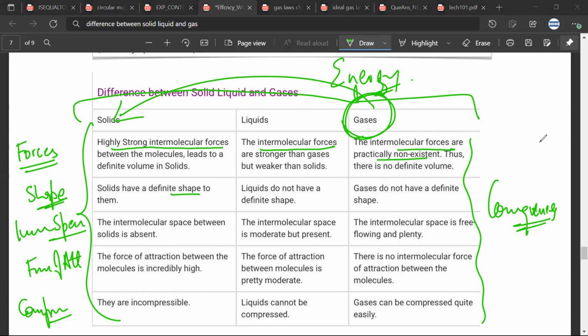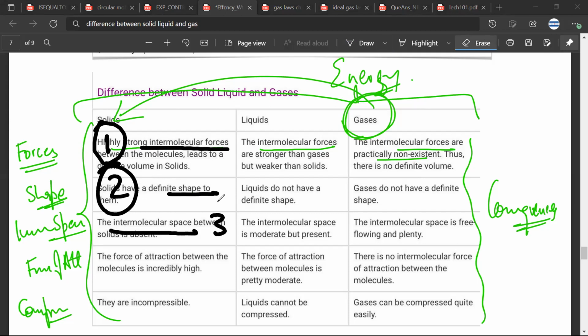So basically, if they ask you in your exam, the differences can be written in terms of the intermolecular forces. This would be difference number 1. Second would be in terms of shape, yes, shape of the solid, liquid, gas. Third would be the intermolecular space. Fourth would be the force of attraction. And fifth would be the compressibility or the incompressibility.